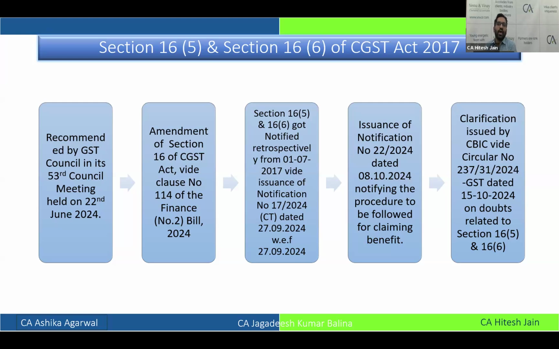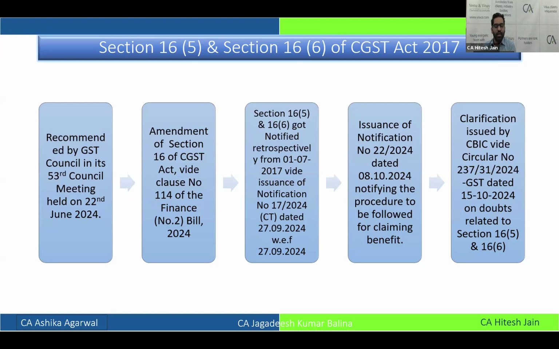Many high courts actually gave their decisions in favor of the revenue, whereby they upheld the legal and constitutional validity of the provisions of 16(4), and they also held that this section is not violative of Article 14, Article 19(1)(g), and Article 300A of the Constitution.